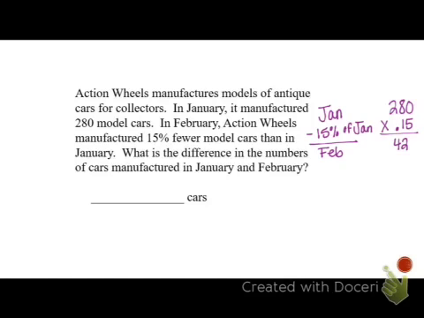So you can see that in January we have 280 cars. To get to February, we would take off 42 cars, leaving a February total of 238. At this point, you have to identify what the question asked for, and the question asked for the difference. The difference would be that we have made 42 cars less.